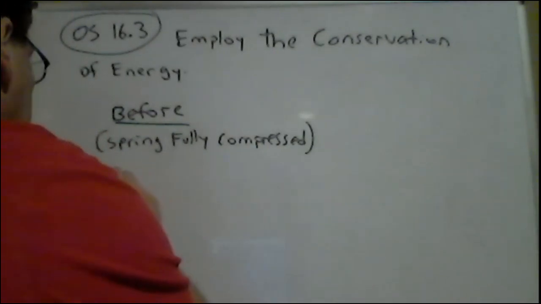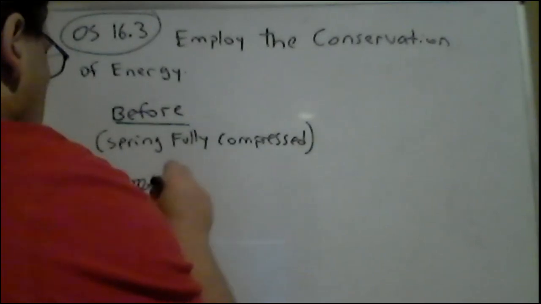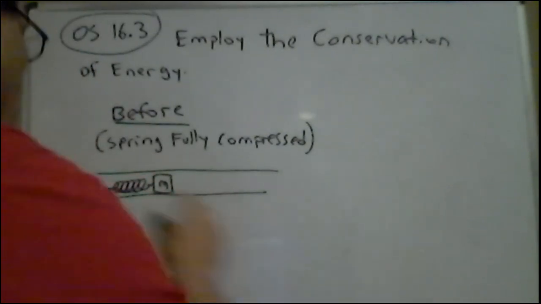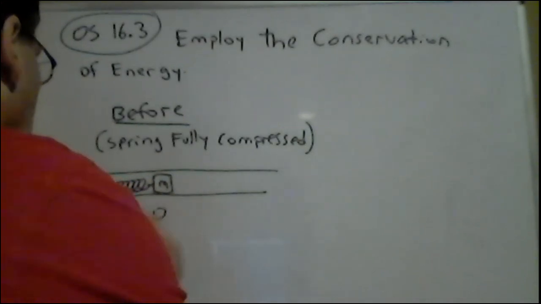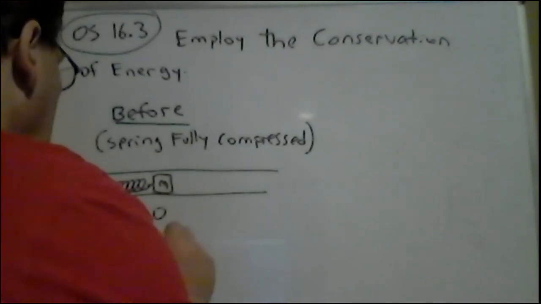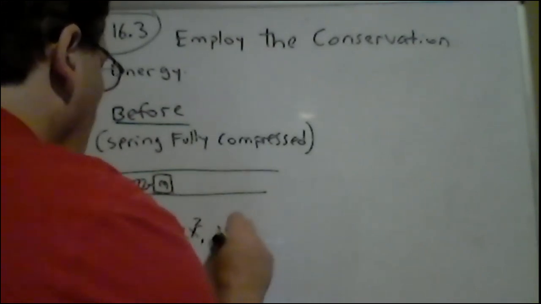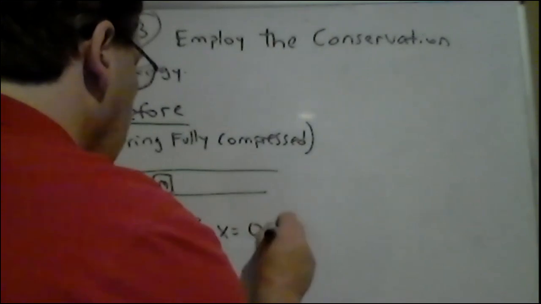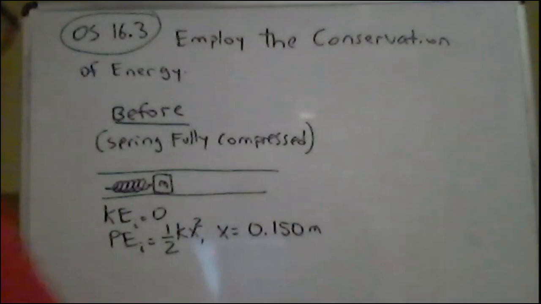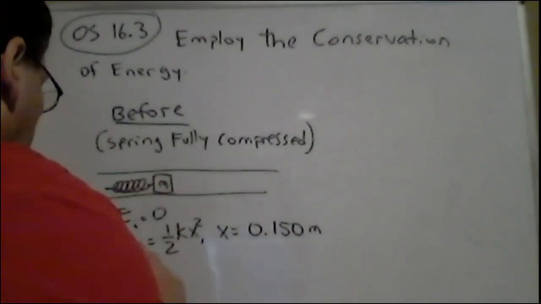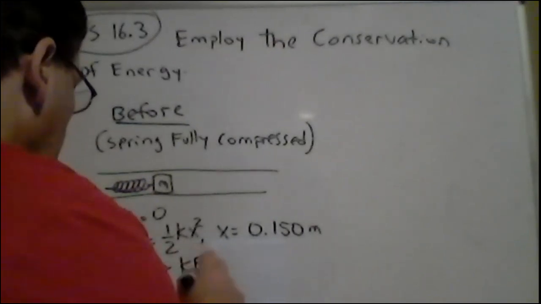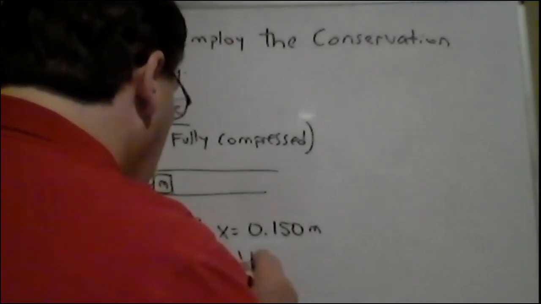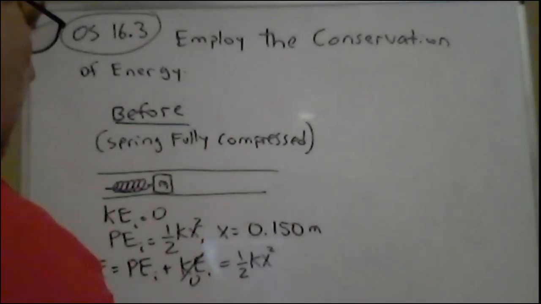All right, so what we have here is a fully compressed situation, and the mass, this is the plunger, is in the barrel of the BB gun, right? And so initially, what do we know? Well, we know the kinetic energy initial is 0. The potential energy is 1/2 kx squared, and we're told that x is 0.150 meters. Well, the total mechanical energy is always the sum of the kinetic energy plus potential energy. But the plunger's kinetic energy is initially 0. So the total energy of the system is going to be 1/2 kx squared. Everything is potential energy initially.